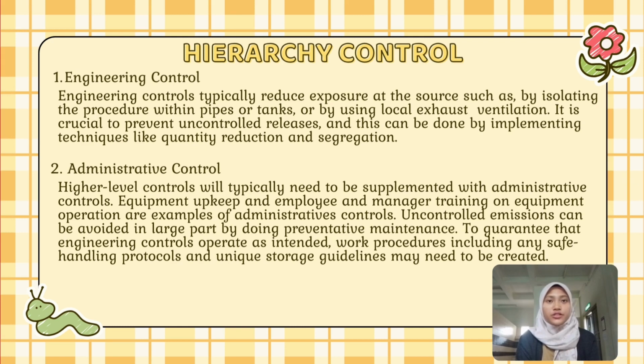Second, administrative control. Higher level controls will typically need to be supplemented with administrative controls. Equipment upkeep and employee and manager training on equipment operation are examples of administrative control. Uncontrolled emissions can be avoided in large part by doing preventive maintenance. To guarantee that engineering controls operate as intended, work procedures including any safe handling protocols and unique storage guidelines may need to be created.